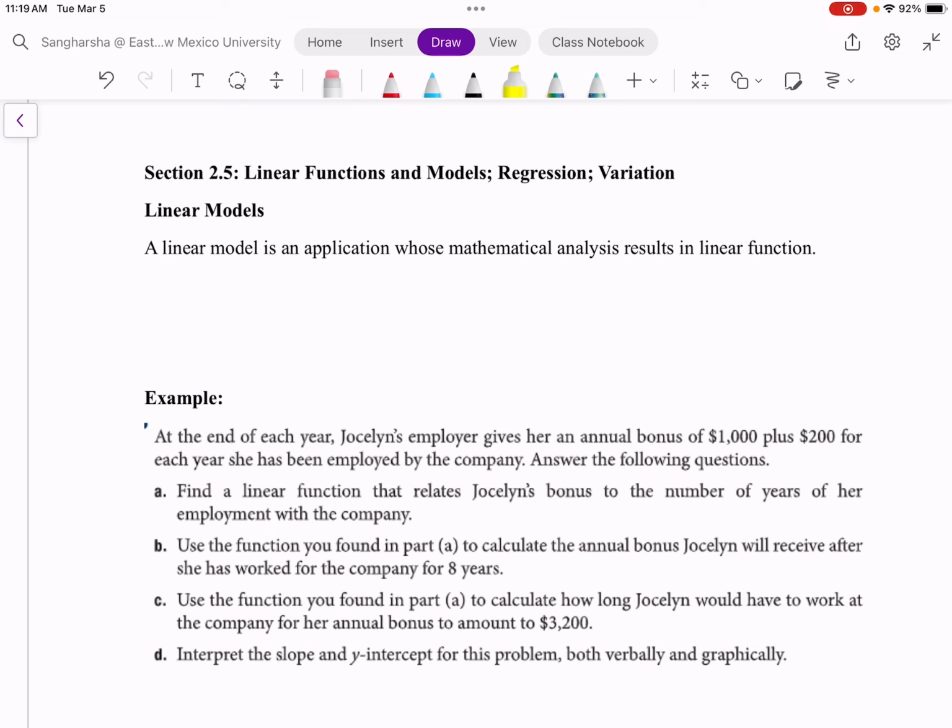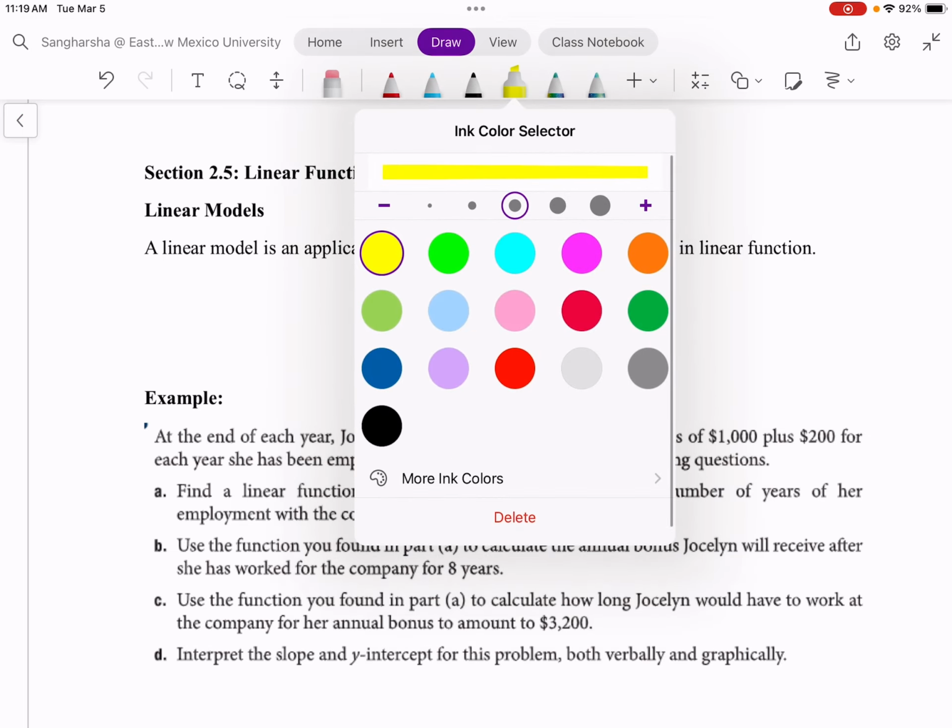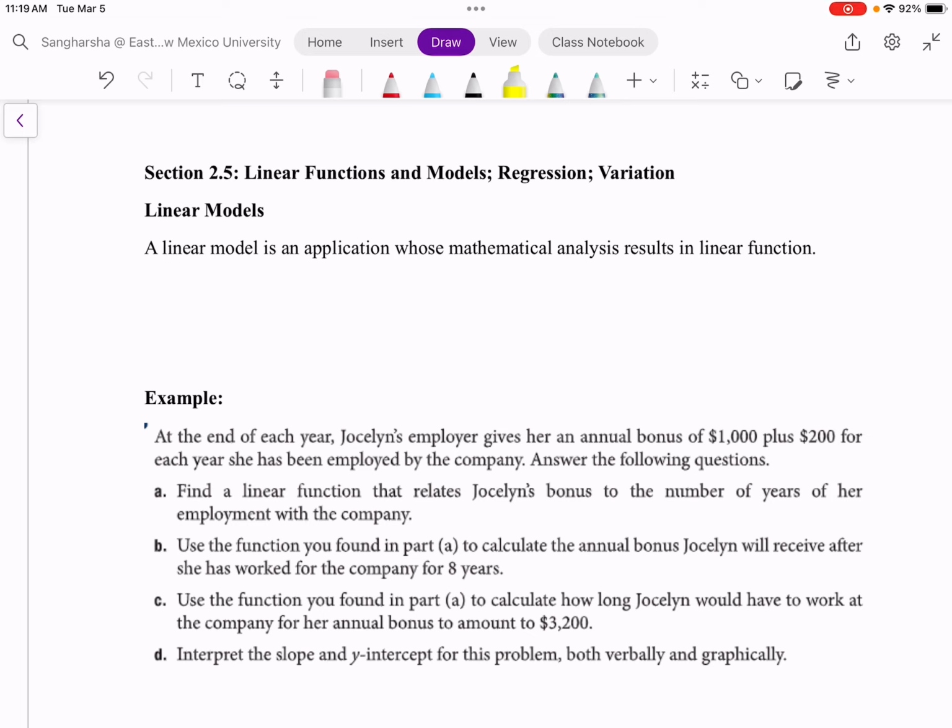Now in section 2.5, the very first thing is the linear model. And before this, let's talk about the linear function. So what kind of function is a linear function? Can you just give me an example of a linear function? When we graph, we get a straight line. That's right. Now, do we have a general form for the linear function? What it looks like in general, not specific, very general.